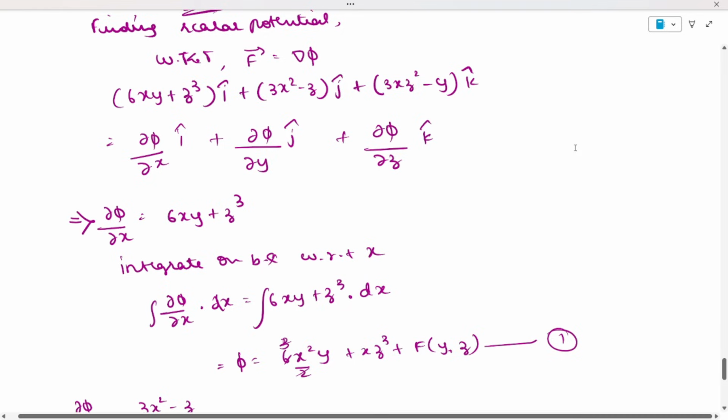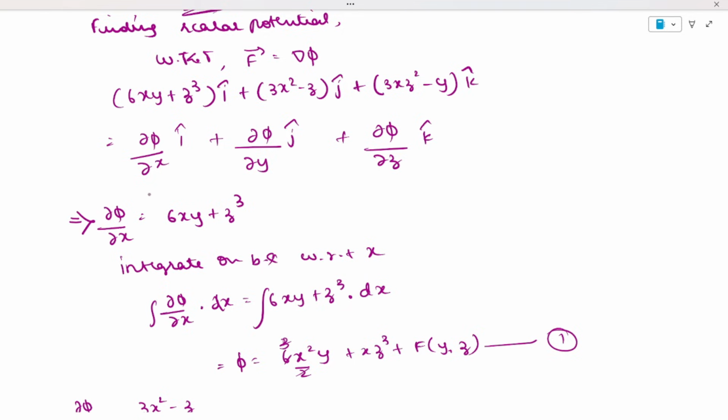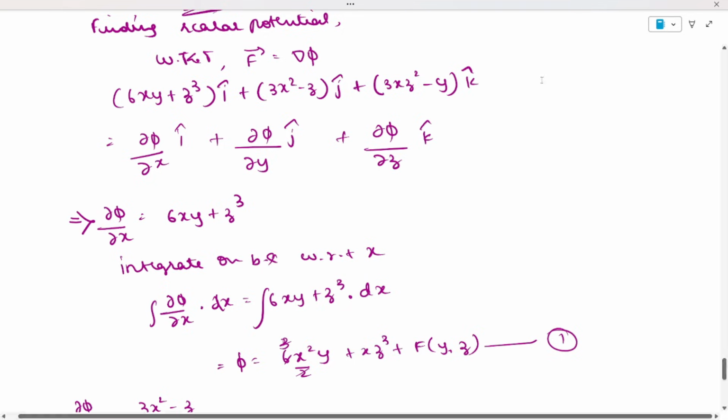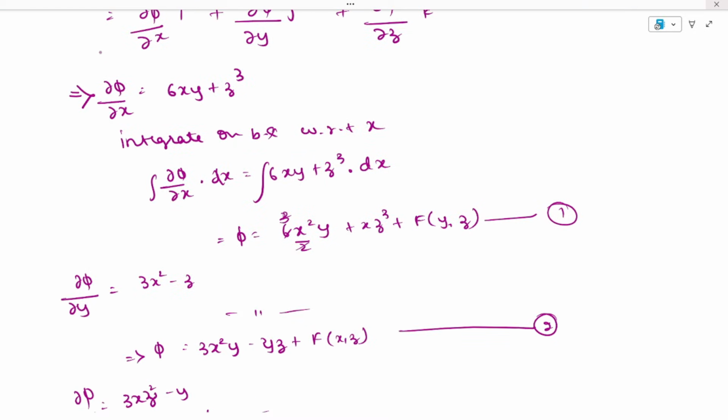With respect to x, now you can apply integration on both the sides. Now with respect to x, integration of dou phi by dou x, that is with respect to x, integration with respect to dx, not dou x, it is dx. Now 6xy stays as it is, z cube into dx, that is with respect to x.